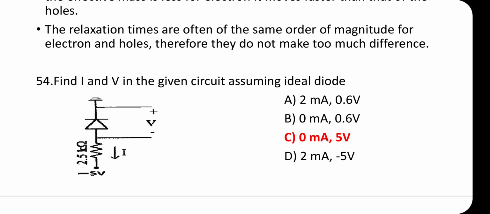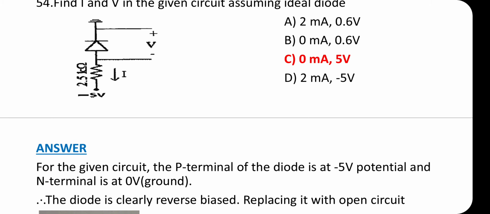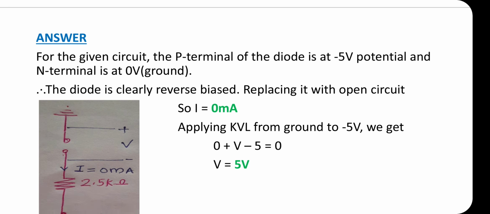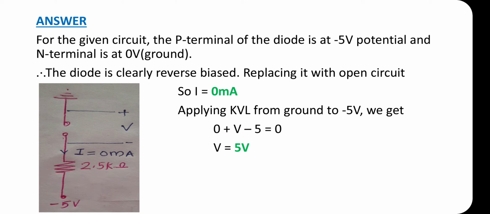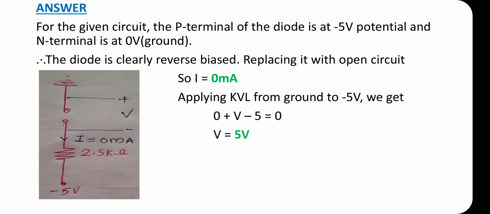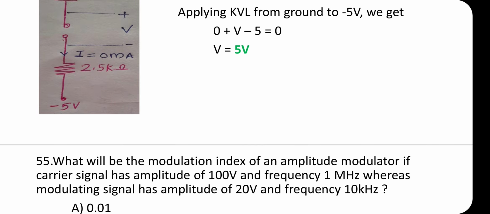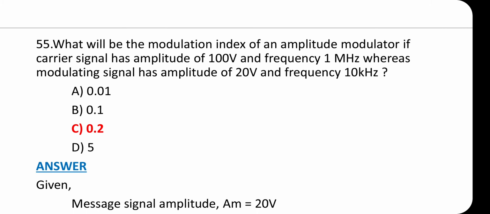Calculation here is, for the given circuit, the P terminal of the diode is at minus 5 volt potential and the N terminal is at 0 volt, that is ground. Therefore, the diode is clearly reverse biased. Replacing it with an open circuit, the redrawn circuit is shown here. So, I equal to 0 milliampere. Applying KVL from ground to minus 5 volt, we get 0 plus V minus 5 equal to 0. We get V equal to 5 volt. Question number 55.